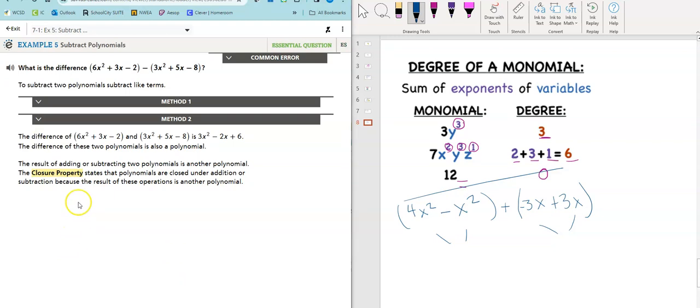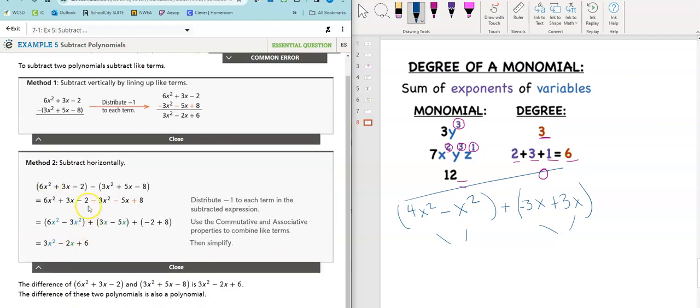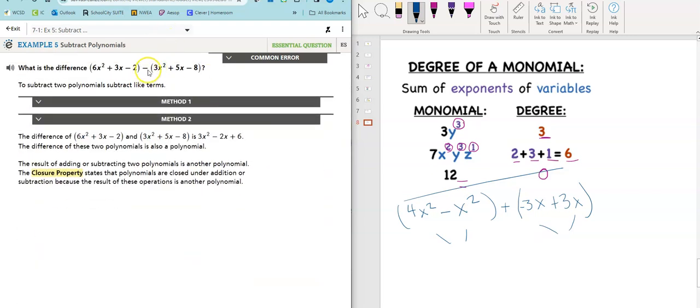You can also subtract polynomials. When you subtract polynomials, if you do it vertically, you need to remember to distribute this -1 to all of the terms. If you do it horizontally, you would also need to distribute this -1 to all of your terms before you rearrange them. Basically, if you forget to distribute and rearrange them, then you're not going to make sure that this 3x squared is being subtracted, the 5x is being subtracted, and the -8 is being subtracted. So make sure you distribute that.